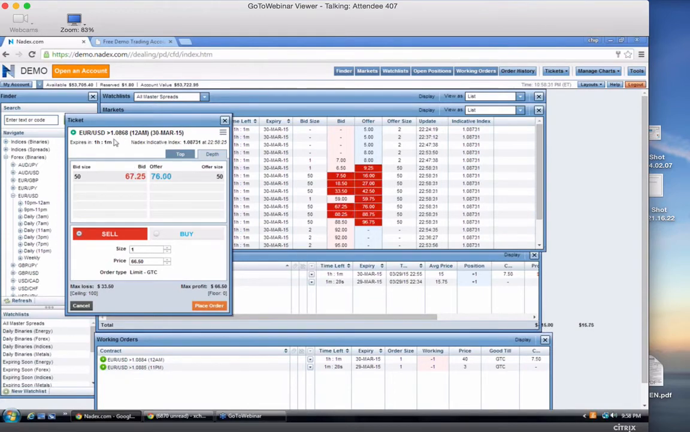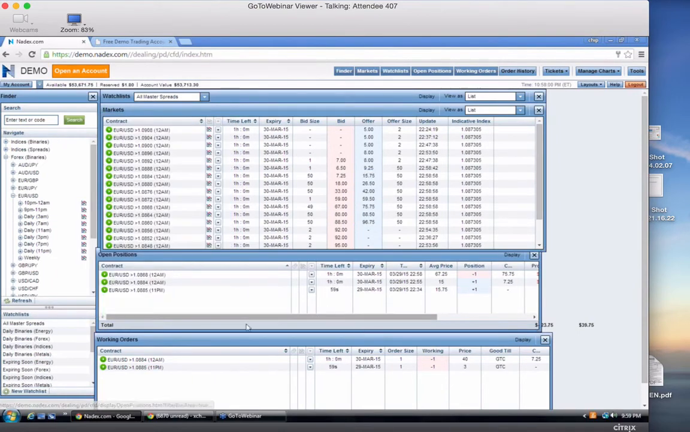So I'm bearish on the market. I think it's going to finish below this, within the hour. So if I sell one, it's going to sell the binary at the price of $66.50. It's going to cost me $33.50. If I hold it till expiration and I'm right, then that's my profit, $66.50. So I'm going to place the order. And there it is.